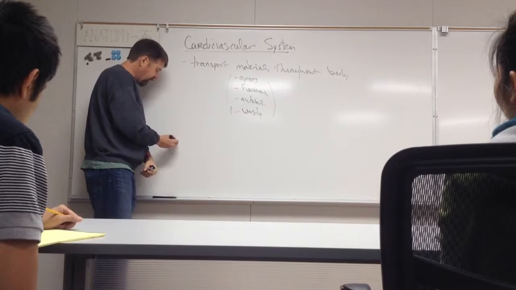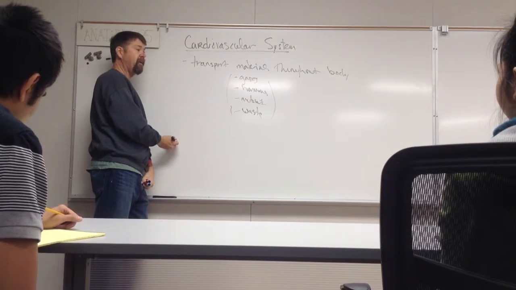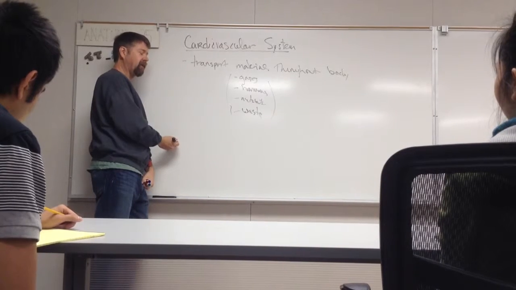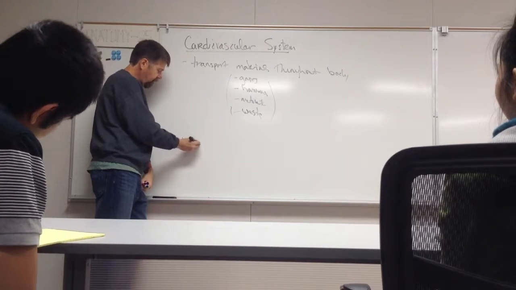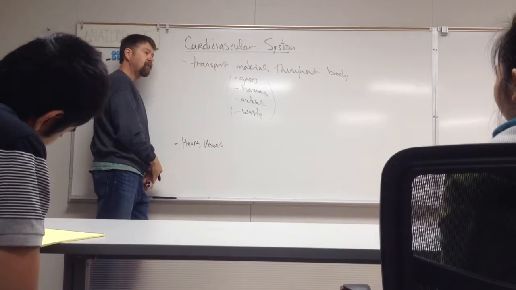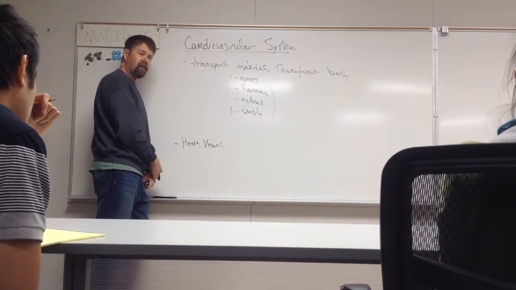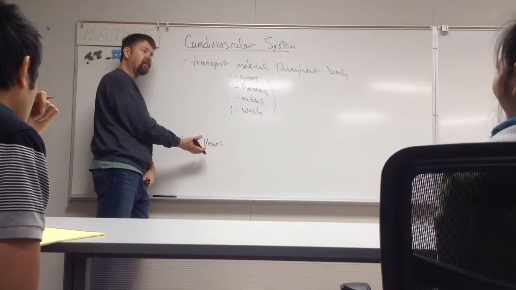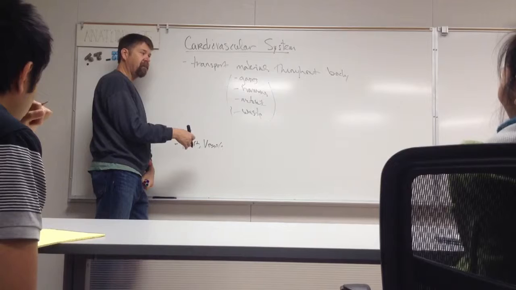If I were to ask you to identify for me the components of the cardiovascular system, what are some organs that come to mind when you think of the cardiovascular system? The heart. Blood vessels. That's probably it, right? What are the vessels? Arteries. Veins and arteries and capillaries, right?